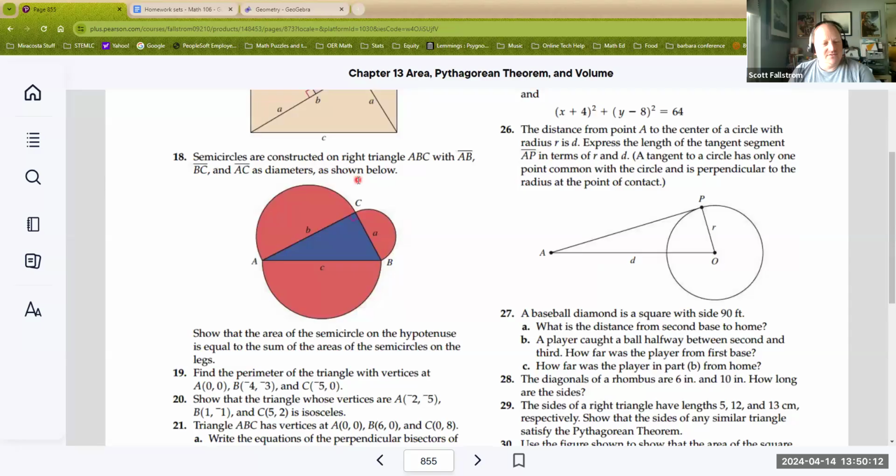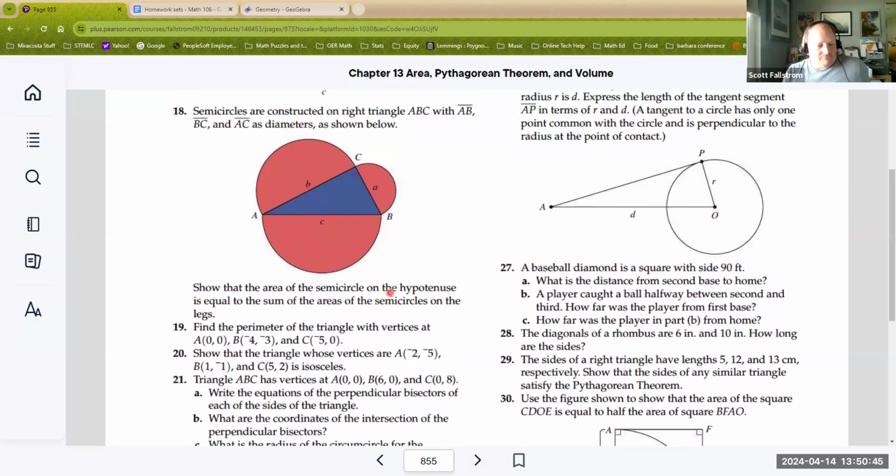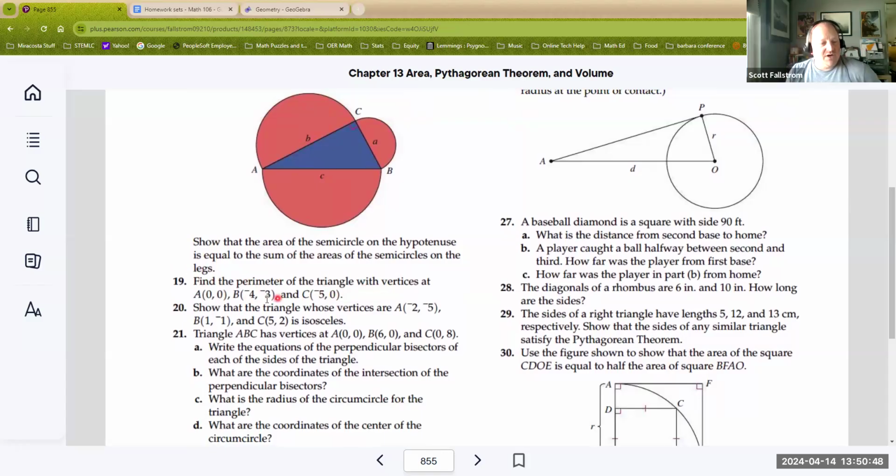Next up, semicircles are constructed. Your goal, if you watched the video that I made for this section, I showed you that any shapes that are similar would work. It doesn't have to be squares. So find the area of each of these based on the side lengths. Remember, this is a diameter. So what's the area of a circle? Take half of it. And then add the two small ones together and show that it equals the long one. Don't forget, a squared plus b squared does equal c squared, but can you use that in this case for your triangle?